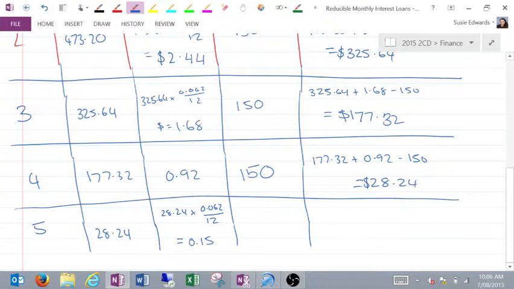All right, now, do we put in 150 as our repayment? Why not? Good, we don't have to pay off that much. Our final repayment is just we add them together. $28.39.